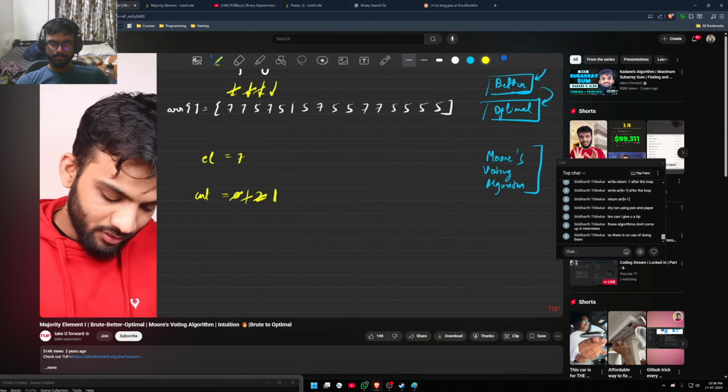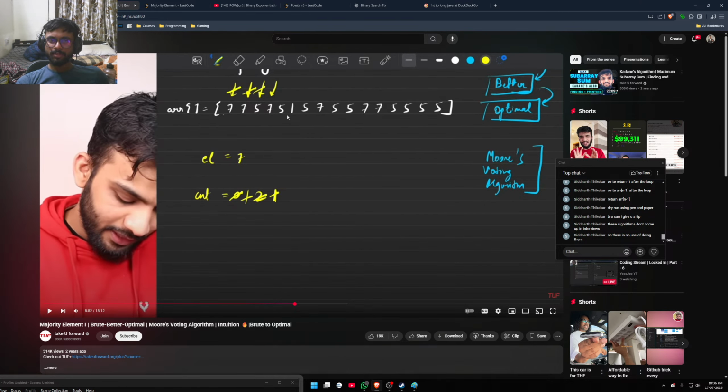Next, again 7. The thing is, what we did was we sorted the array first, no? Sorting takes time, right? Technically we shouldn't be sorting. We should directly do the O of n time complexity algorithm. If we sort, the sorting complexity also gets added. That's what I'm thinking.